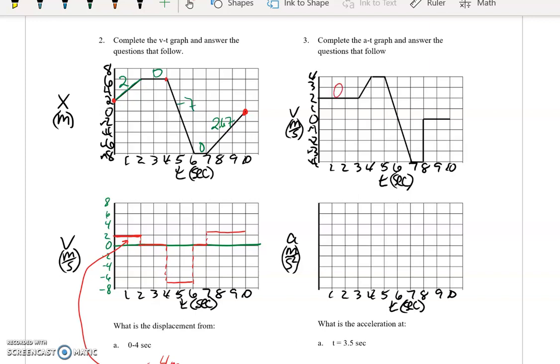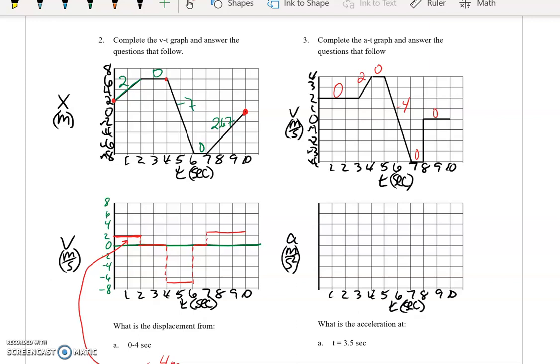Slope from 0 to 3 seconds is slope of 0. From 3 to 4 seconds it goes up 2 over 1, so that's a slope of 2, then a slope of 0, then it goes down 8 over 2, so that's -4. Slope of 0, slope of 0.